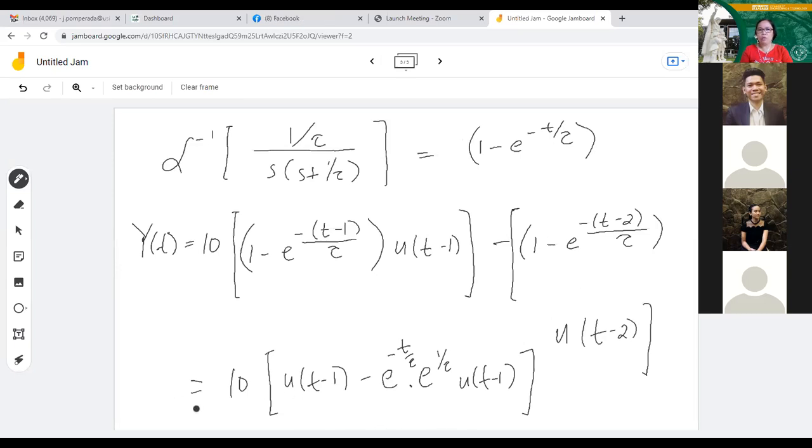The next part will also have 10 times 1 or 1 times u of t minus 2. So that would be u of t minus 2. And this one also expanded. We'll assign a specific value for tau. That way we can simplify it. And you will have a specific response equation for a particular pulse function. You get it? Do you have any question for now?